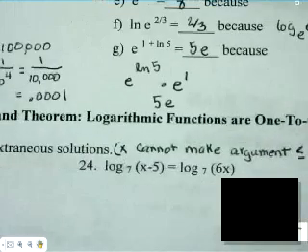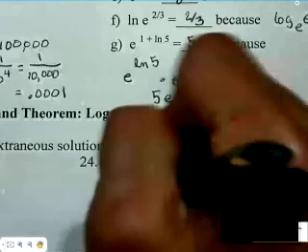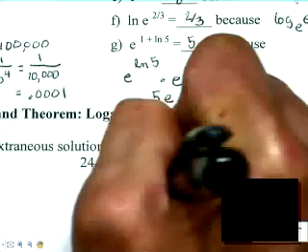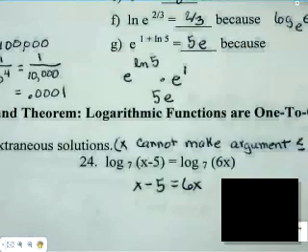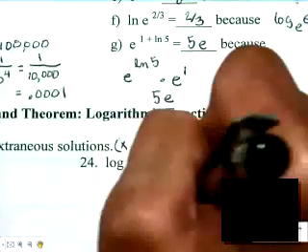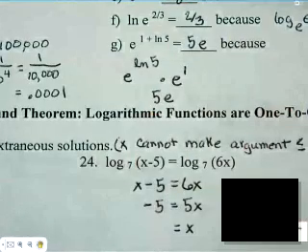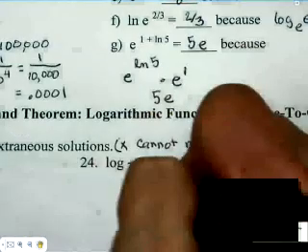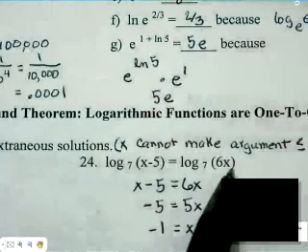All right, so number 24, same thing. Log base 7 of x minus 5 equals log base 7 of 6x. Well, the only way that can be true is if x minus 5 is the same thing as 6x. And the only way that's true is if negative 5 equals 5x. And the only way that's true is if x equals negative 1. But what makes that argument negative?